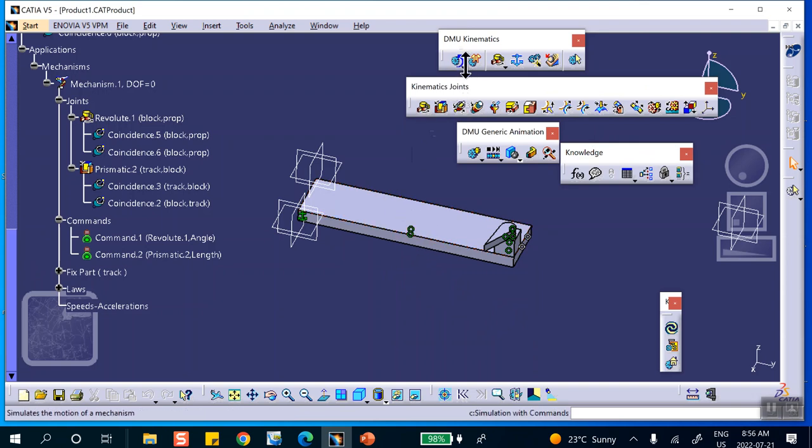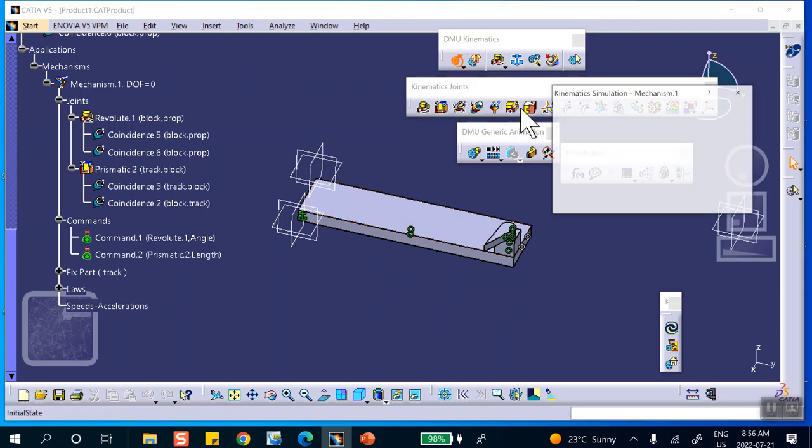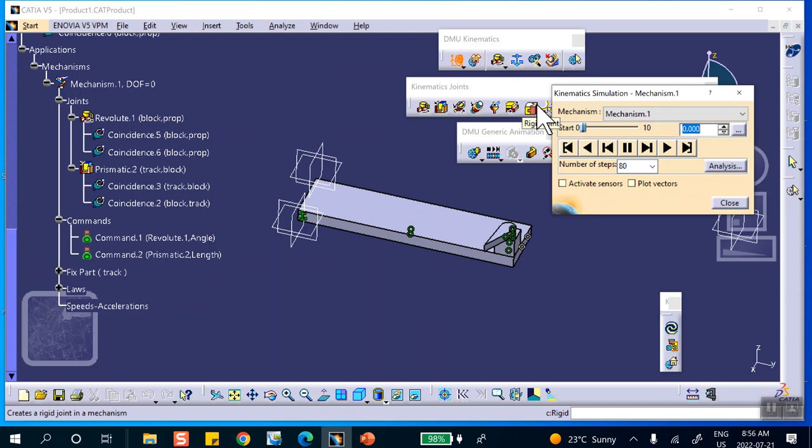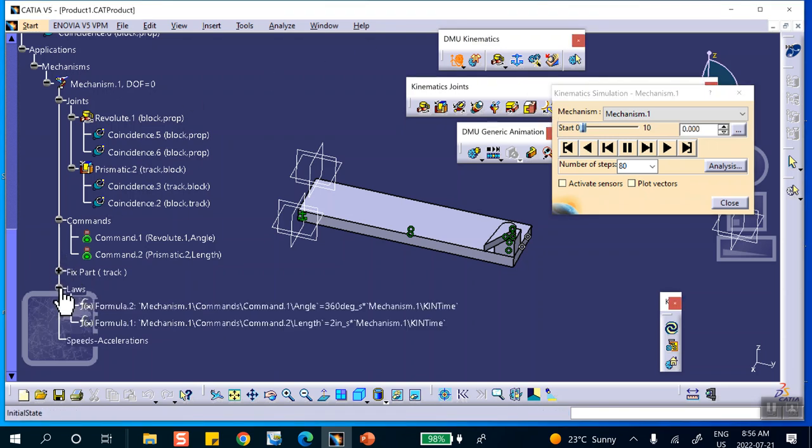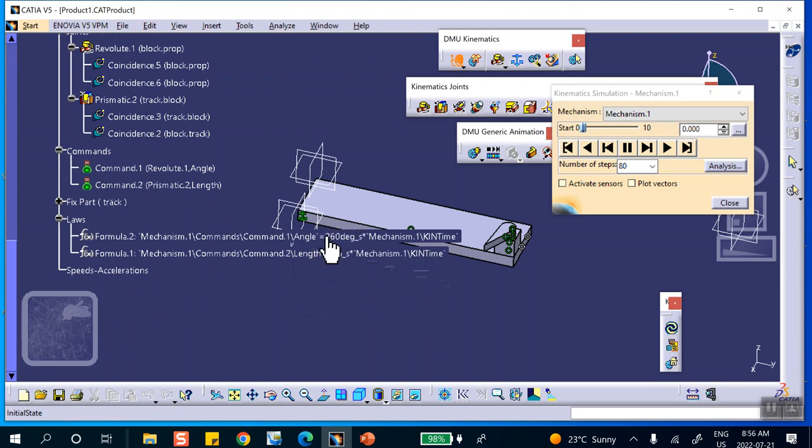Okay, so we go to simulation with laws. I'll make it 10 seconds. I don't remember what I put for velocity, whether a 1 or a 2. Actually, you can see it in the tree. If you look in the tree, these laws that you created, 2 inches per second. So that means this being 10 inches is going to take only 5 seconds to reach the end.